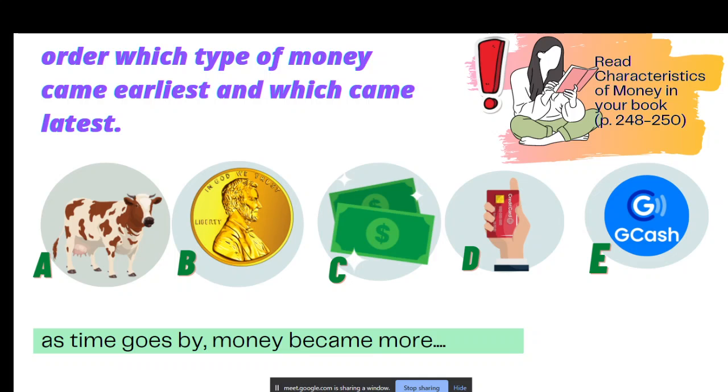Can you give adjectives to describe the evolution of money from cow to GCash? What are its transitions or evolutions? It became more what? It became more what?